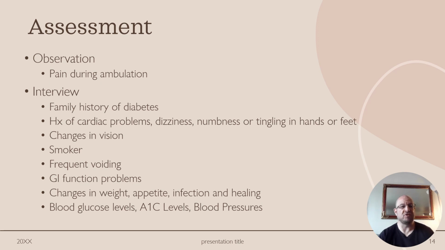The assessment includes observation. Is there pain during ambulation? Do they have sores on their feet? Interview: family history of diabetes, history of cardiac problems or any of these other issues. Changes in vision, do they smoke? Frequent voiding, which could be a sign of diabetes. GI function problems, and I'll let you look at the other two.